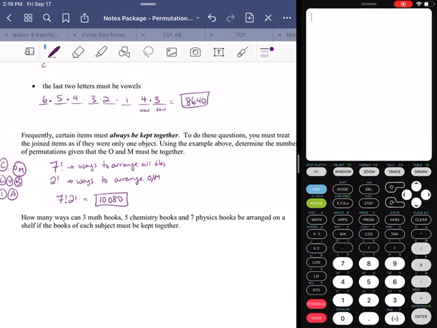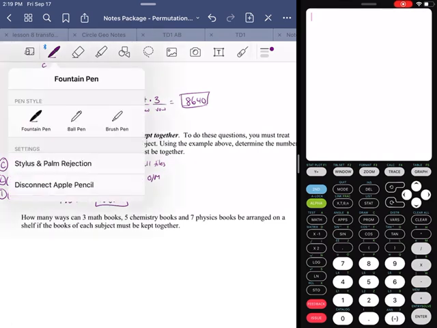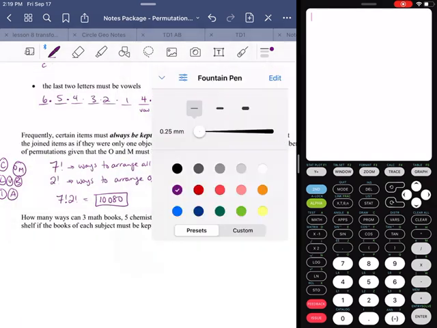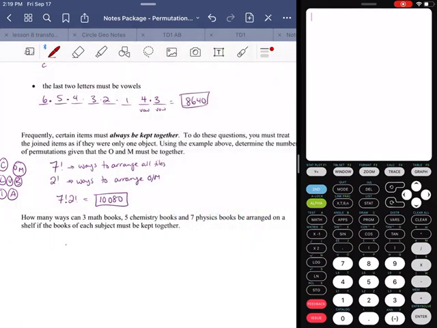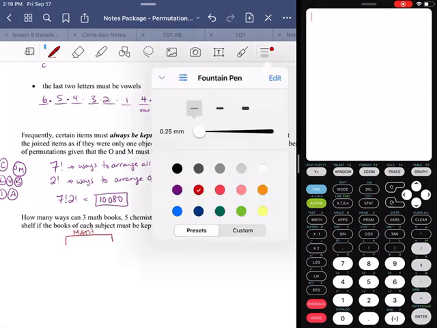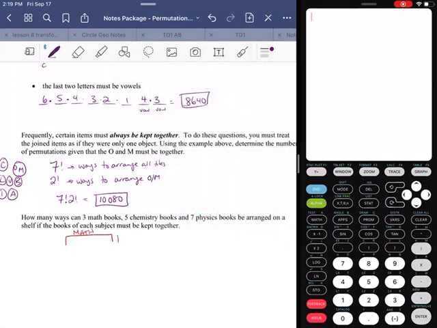So here's another example. How many ways can 3 math books, 5 chemistry books, and 7 physics books be arranged on a shelf if the books of each subject must be kept together? So if I can draw a little sort of section here. So let's call this math, and then we'll get our chem and physics. Okay, and you've got 3 books.